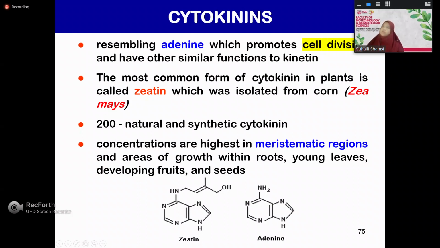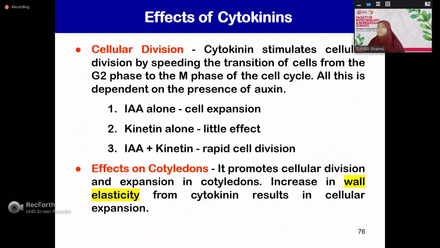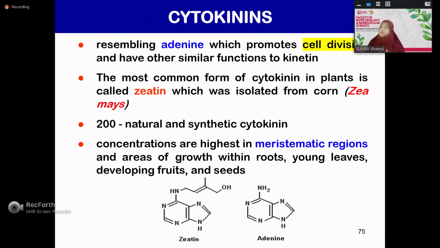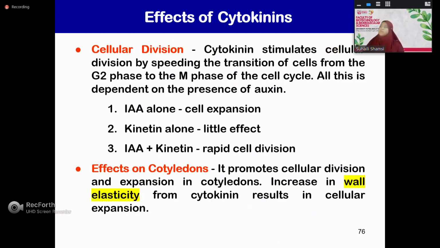And it works together with auxin and with gibberellic acid in what we call parthenocarpy. And it can also work together with auxin for cellular division. So, effects of cytokinins: it comes from the word cytokinesis, basically division. It controls cellular division. Cytokinins stimulate cellular division by speeding the transition of cells from the G2 phase to the M phase of the cell cycle.